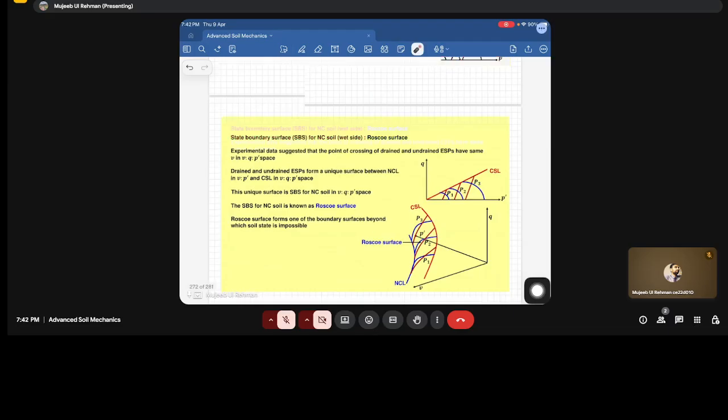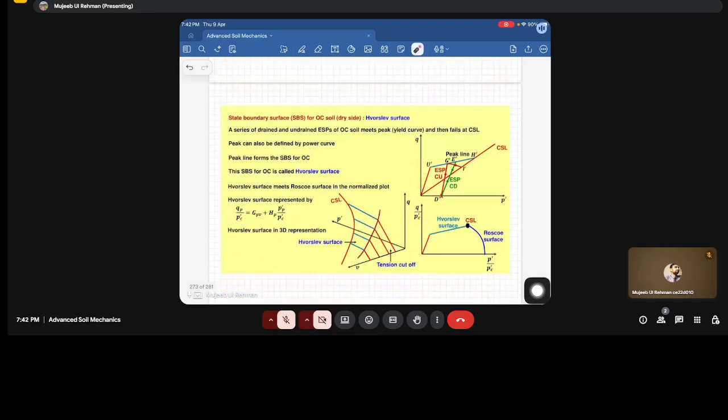State boundary surface for OC. Similarly for OC soils, we have the Hvorslev surface. A series of undrained and drained ESPs of OC soils meet the peak or yield curve and then fail. It will go like this and then it fails. So this bound will be there. One bound is the peak line, and similarly for the OCs we have the Hvorslev surface.